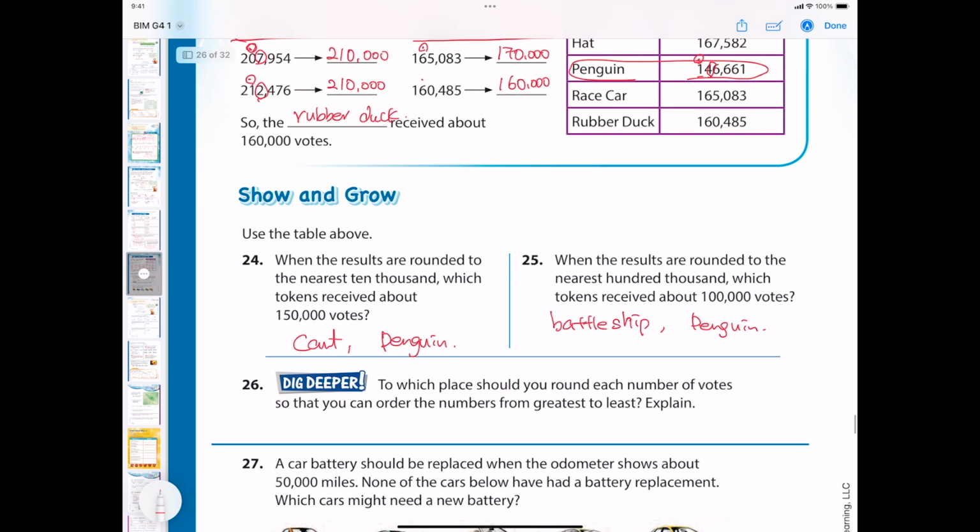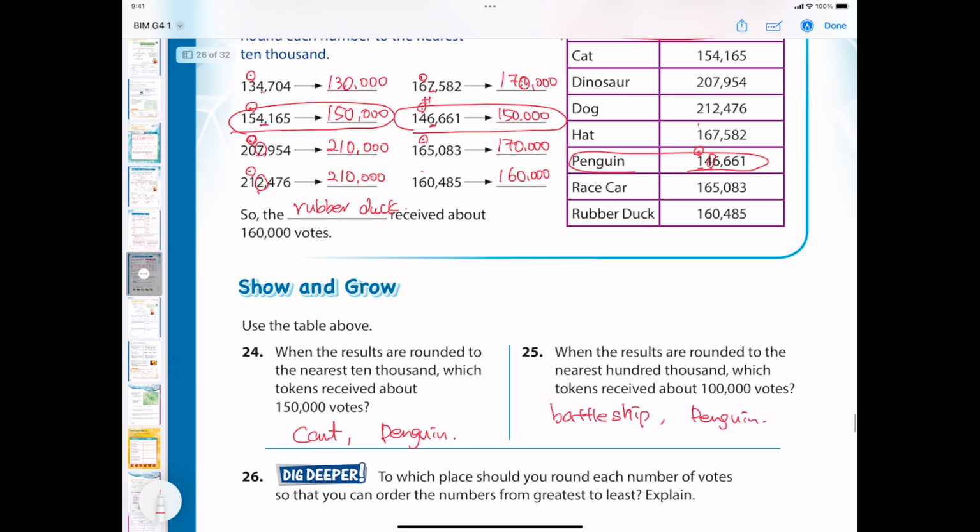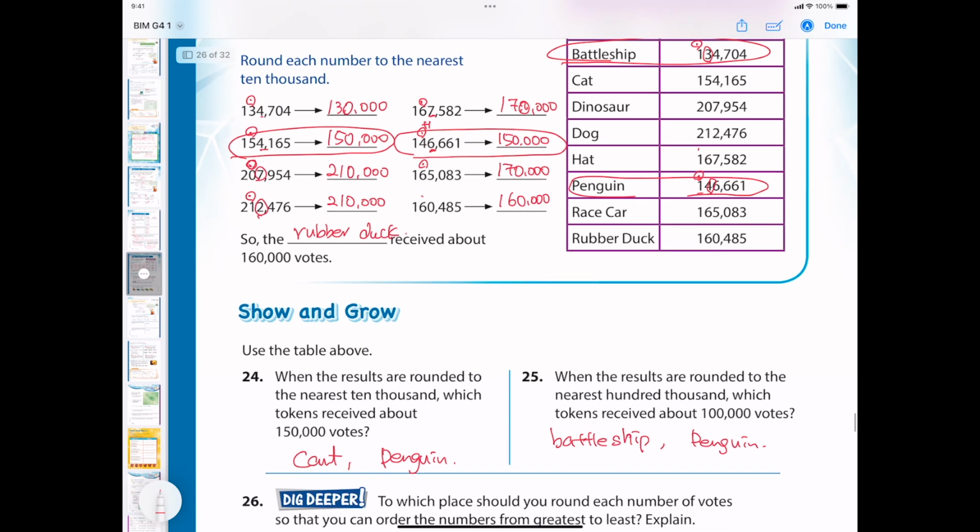All right. To which place should you round each number of votes so that you can order the numbers from greatest to least? Okay, explain. So we have different numbers here, from Battleship to Rubber Duck, and we have the least number, which is what? Battleship, right? And the greatest number is what?